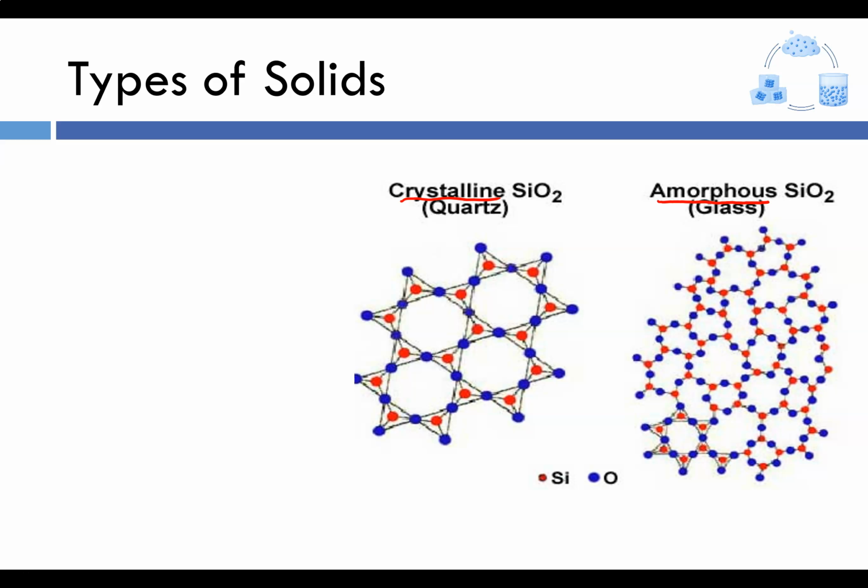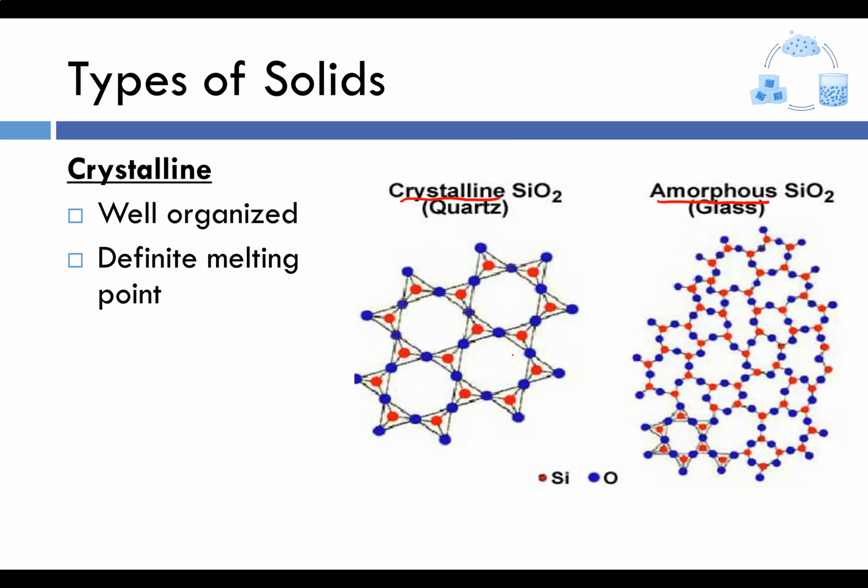What really jumps out at you as the major difference between these two solids? I'm hopeful that it's organization. Quartz is highly organized, whereas glass is kind of a jumbled mess for the most part. Crystalline solids are well organized, with a very high degree of organization. Due to this high degree of organization, they have a definite melting point. If you go to melt a crystalline solid, the entire sample melts at the same temperature.